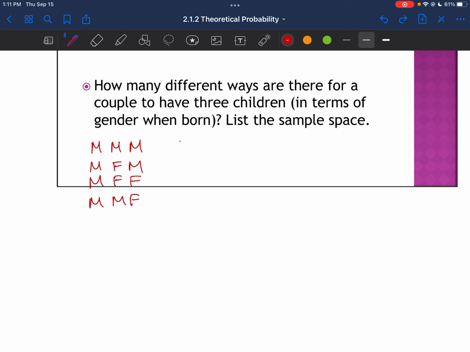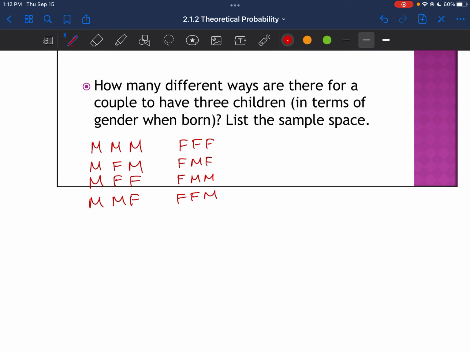Now we could also have 3 females at birth. We could have a female, male, female. We could have female, male, male. We could have female, female, male. And so those are all 8 possibilities we can have if a couple decided to have 3 children, and these are the genders at birth, assigned at birth. And so there are 8.